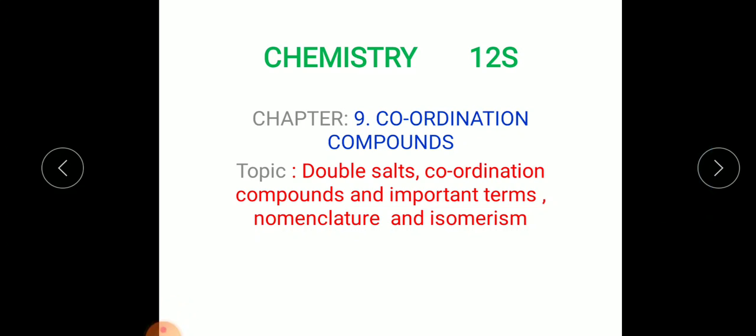Today we are going to start the second chapter of inorganic chemistry, and the chapter name is coordination compounds. In this chapter we are going to study important terms related to coordination compounds, and then after that naming of coordination compounds, and lastly isomerism of coordination compounds.